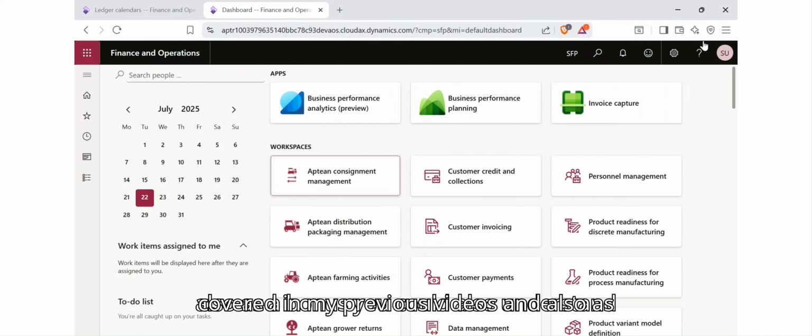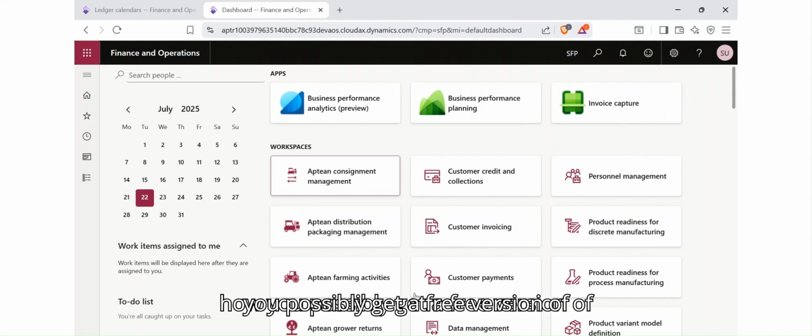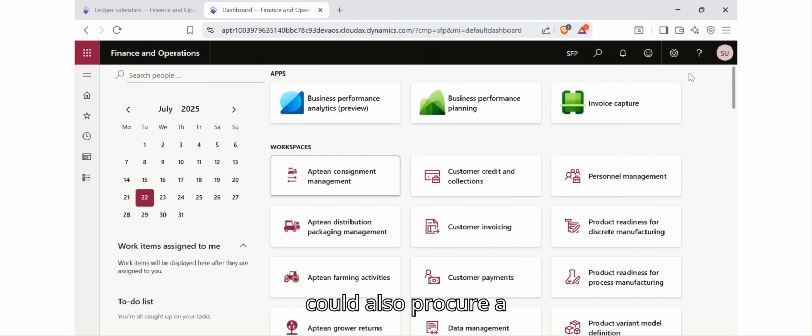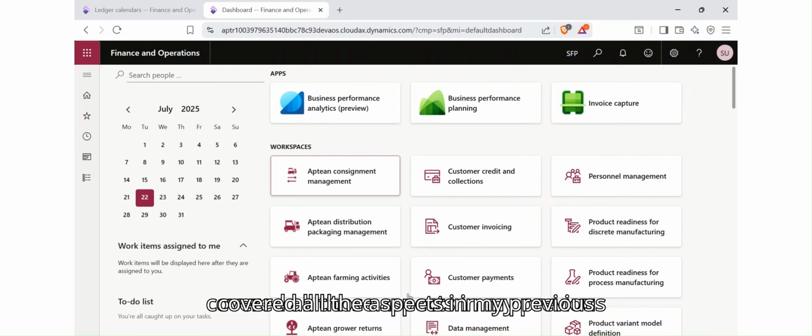And also, as a bonus, you can understand how to get a free version of a training environment from Microsoft, or if you have a budget, you could procure a paid training environment from other entities, right? I have already covered all those aspects in my previous session, so please go back and watch those videos and come back here.